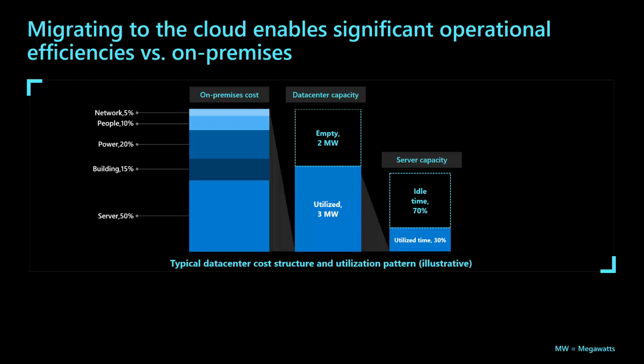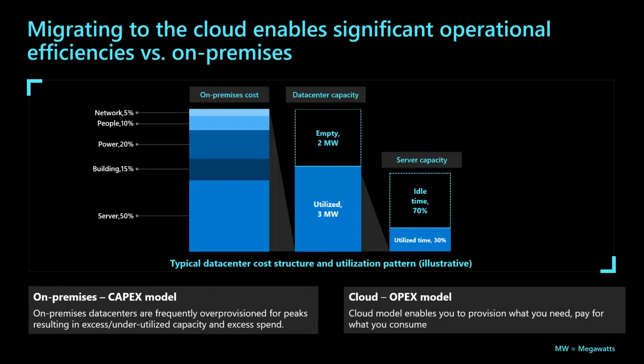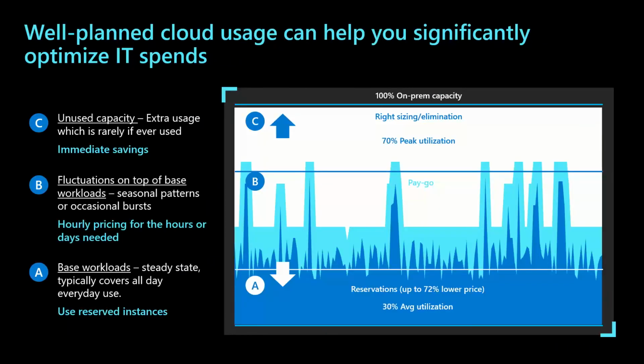And the reduced lead time and elasticity frees up excess capacity. So when we look at server capacity, servers are idle 70% of the time and only utilized 30% of the time. This is the on-premise Capex model compared to the cloud operating expense model. So again, just using and designing exactly what we need when we need it, and not paying for anything more. Obviously, the 100% on-prem capacity line just stays there.